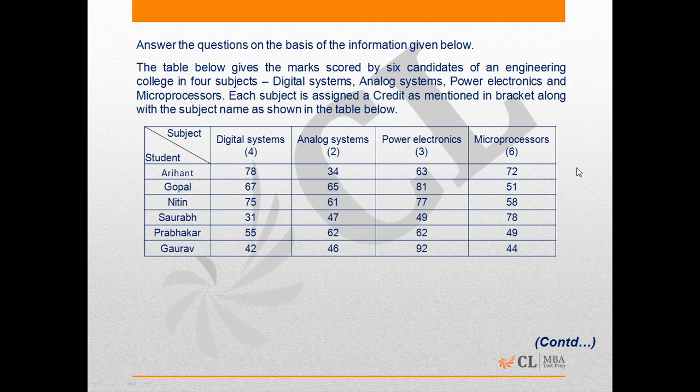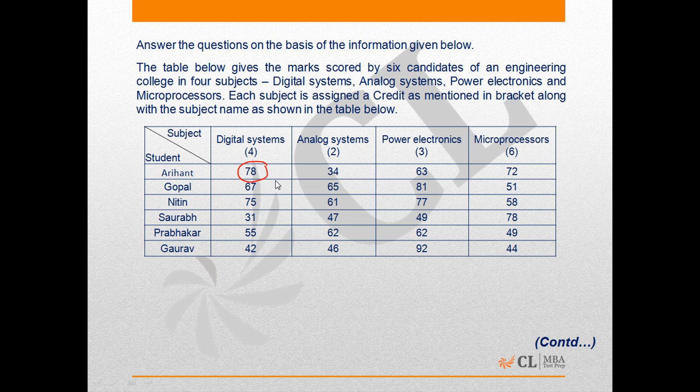This problem is based on grading system. The table given on the slide gives the marks scored by 6 candidates of an engineering college in 4 subjects: digital system, analog system, power electronics and microprocessors. Each subject is assigned a credit as mentioned in bracket along with the subject name as shown in the table below.